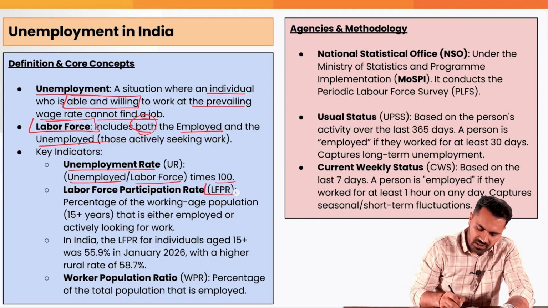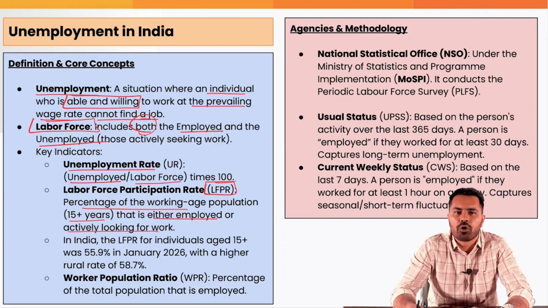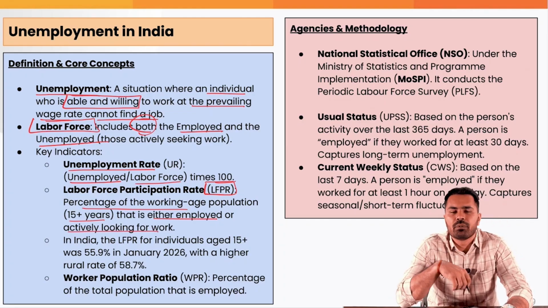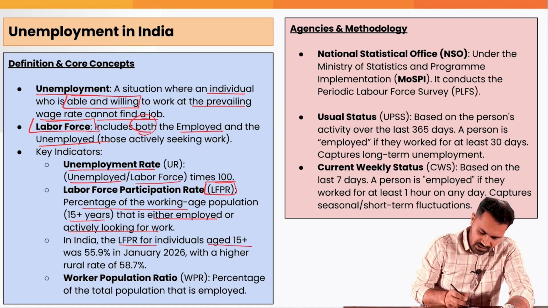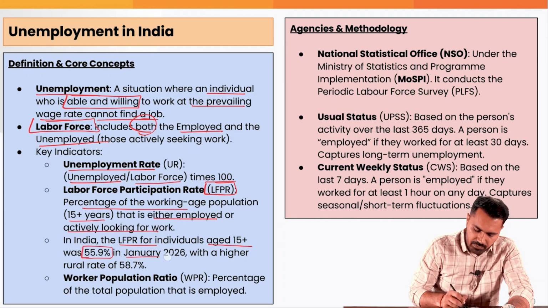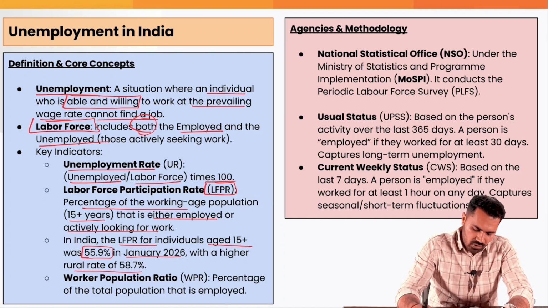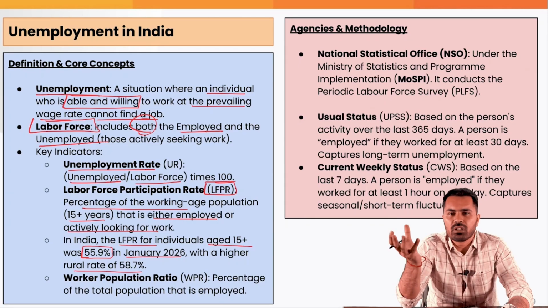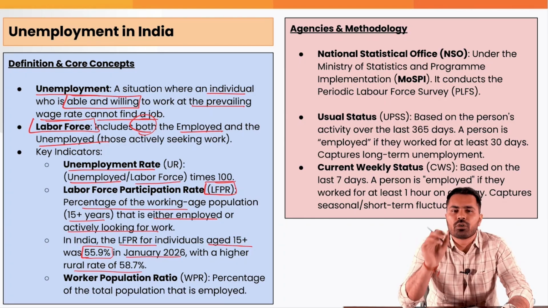Then your labor force participation rate, LFPR, is basically the percentage of the working age population. What is the working age population? 15 years and above, those who can work, that is either employed or actively looking for work. That means they are unemployed, but they are looking for work. They all become part of the labor force participation rate. In India, the labor force participation rate of individuals aged 15 plus was 55.9% in January 2026, with a higher rural rate of 58.7%. Fine. So this was your labor force participation rate. That means out of the entire population, these are the people who are either employed or looking for employment.